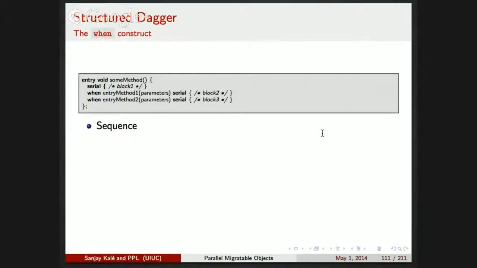All that you do is somewhere else in your program, in the declaration of that object in the .ci file, you put entry method 1 parameters semicolon, a forward declaration of it. So you are giving away the right to write the code for that method to the structured dagger runtime system. And all that you're saying is, because it could be when entry method 1, comma, entry method 5, serial block 2, follow this sequence that I'm giving you here. I don't know if that answered your question.